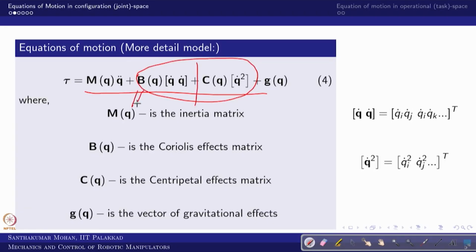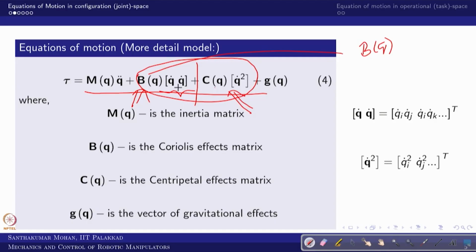One we call the Coriolis effect, and the other is the centripetal effect, where this comes with a vector. Now this B of Q is a rectangular matrix, but the C of Q is a square matrix.